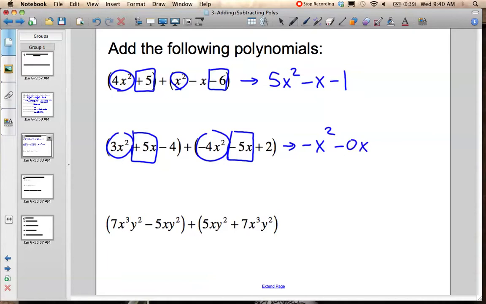And yes, you could just eliminate that completely if you want. I'll rewrite it. And lastly, we have a -4 and a +2. They combine to give you a -2. So if you want to write your answer as -x² minus 2, that's beautiful.